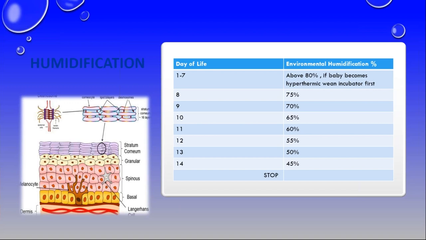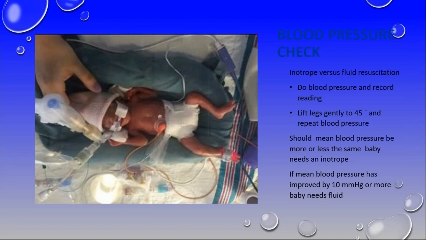The blood pressure check: a lot of you will also ask, how do we do this, Linda? So I have now found a picture that will sort of do it. What you're going to do is the blood pressure and record the reading. So you can see this baby has what we've termed a nest. And what we suggest is that you lift the legs up to about a 45 degree angle and then repeat the blood pressure.